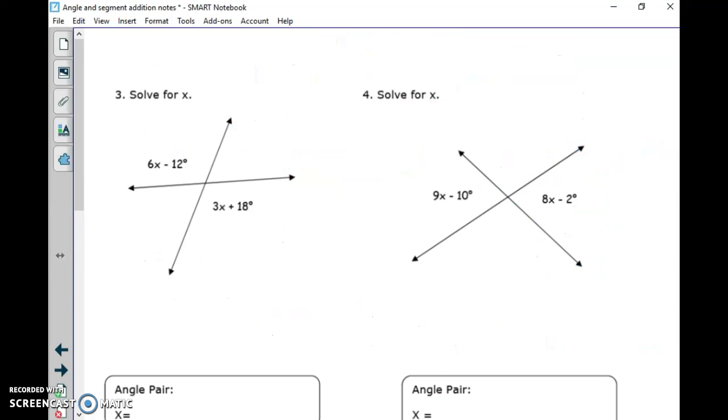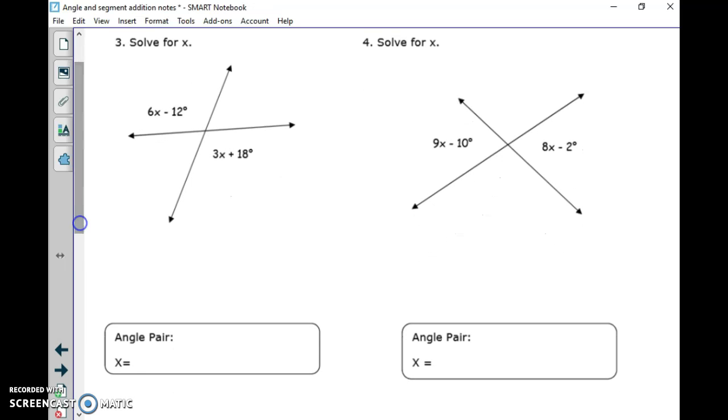All right, so we're actually going to the back side of the notes now, number 3 and 4. On number 3, what is the angle pair's name right there if they're across from each other? Okay, like our warm-up, they're called vertical angles because they're opposite. They're across from each other. So while we're down here, look at number 4. What are those called? Vertical angles again. They're both vertical angles.